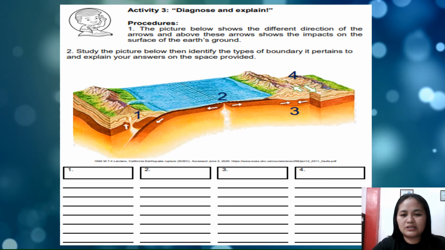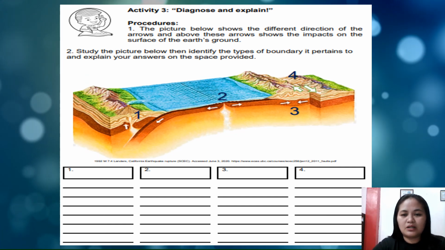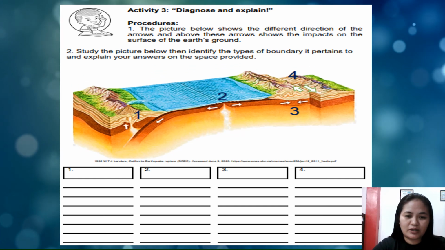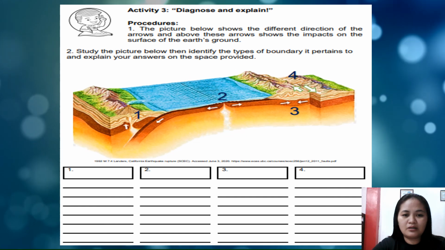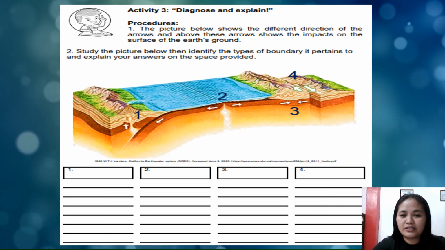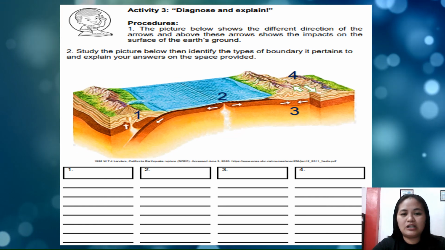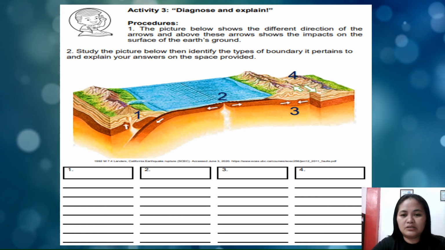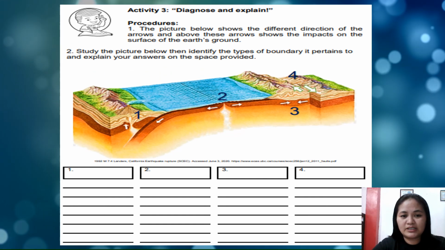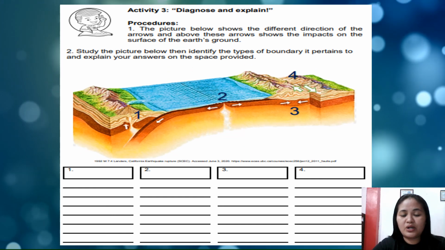Number 3. Okay, this is the same as number 1. They are meeting or colliding against each other. The only difference is that in number 1 is the convergence between oceanic and continental, while in number 3, that is a collision or convergence of both continental crust. And this corresponds to the land formations on top. Nagets nyo yun, guys? Pareho lang yung sagot nyo dapat sa number 1 and number 3.